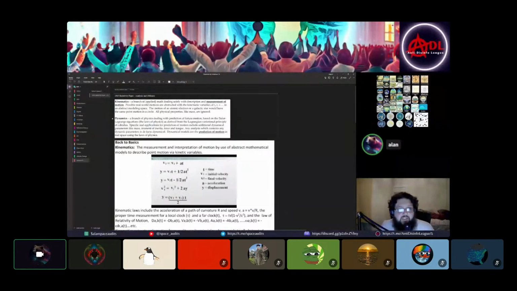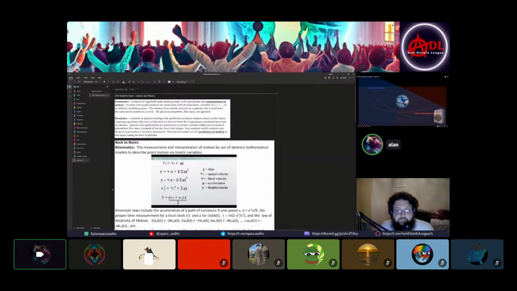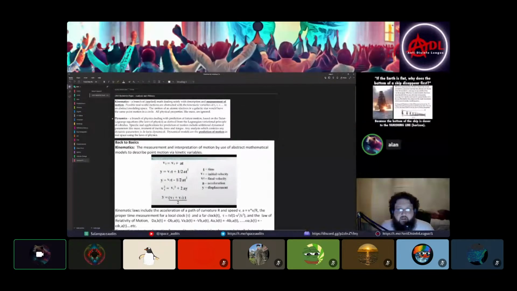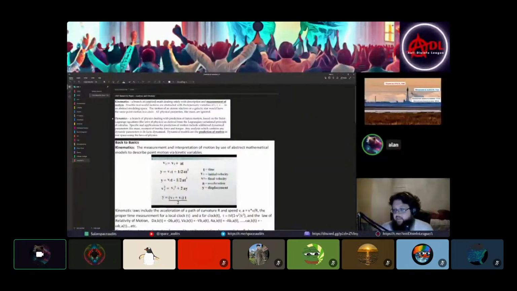So kinematics, a branch of applied math dealing solely with the description and measurements of motion, possible real world motions, abstracted with kinematic variables. In abstract modeling of space, the motion of an atomic electron or a galactic star would be the same point motion in a circle. All physical properties like mass, etc., are ignored, right? So they come up with their own things to describe the motion that's happening in the system, and based on that, they try to make predictions.